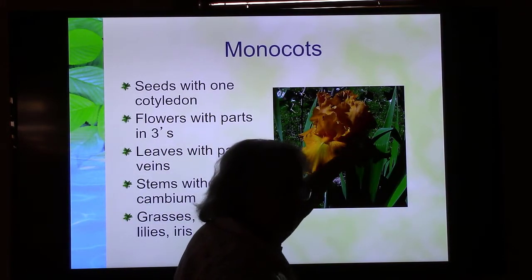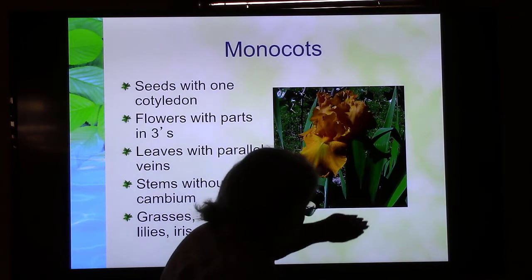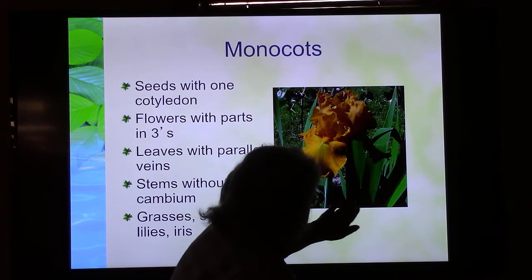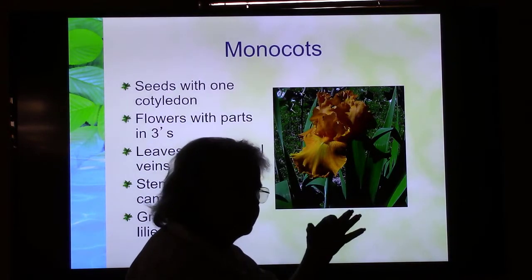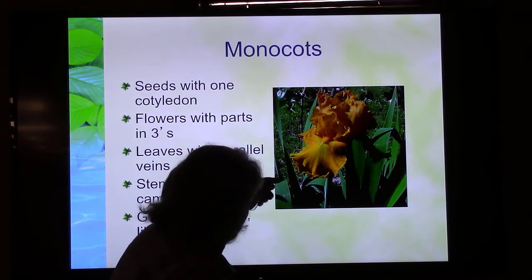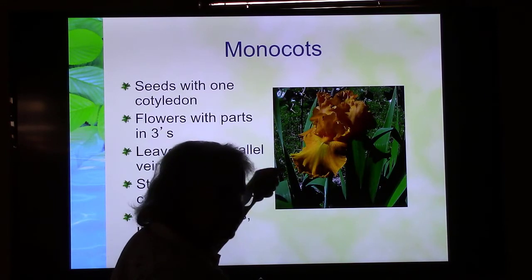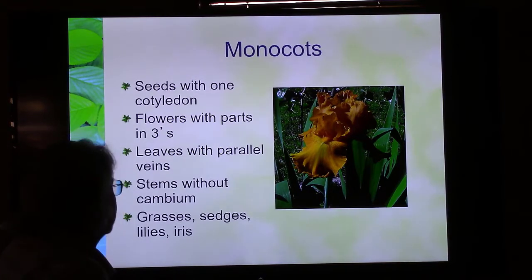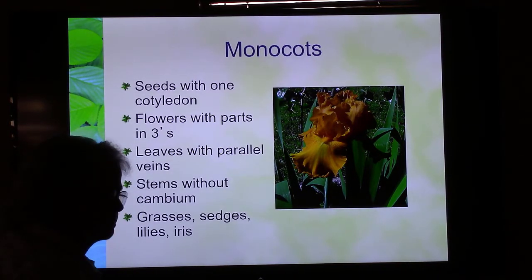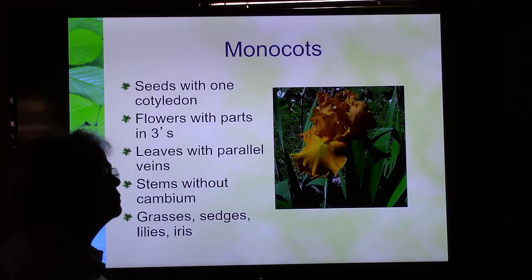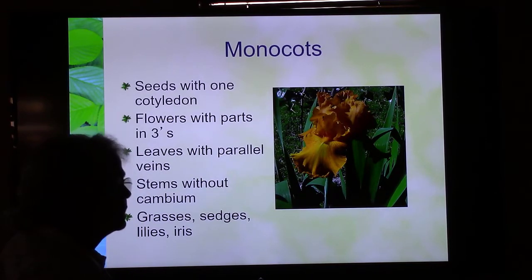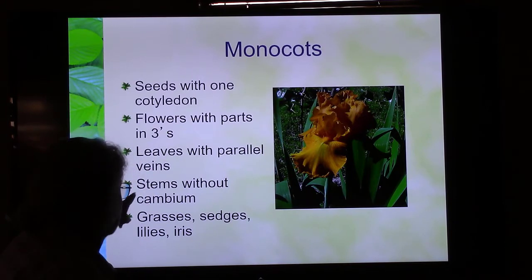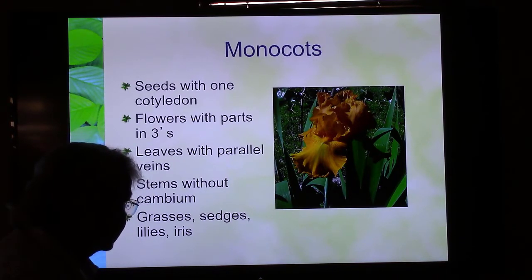run parallel from the bottom of the leaf all the way out to near the tip. And so the leaves are usually flat with all of these little parallel lines. The stems, we will get to what cambium is in the next lesson, but just know they don't have any of it, and it's important.